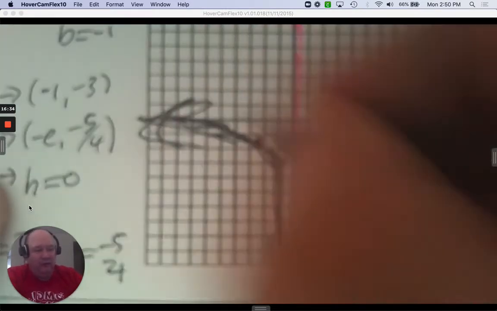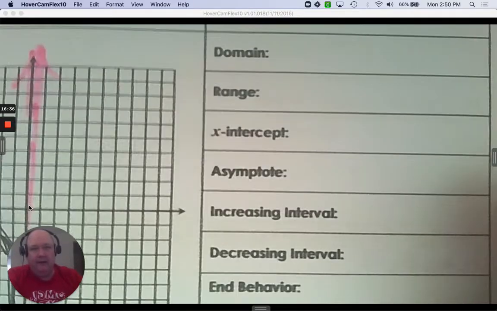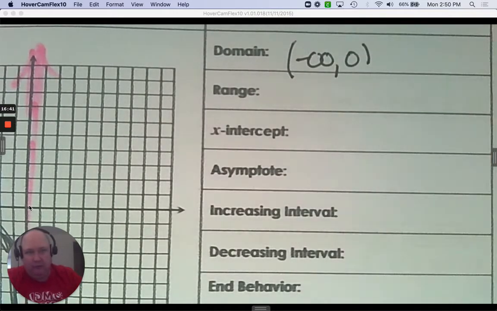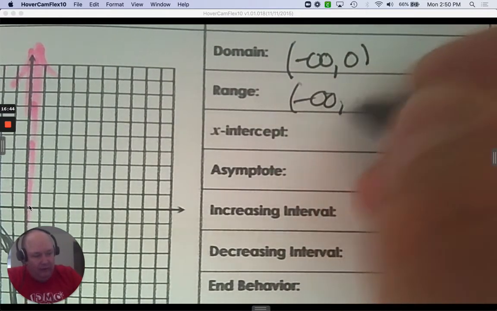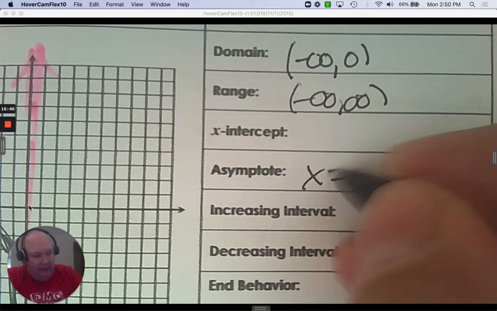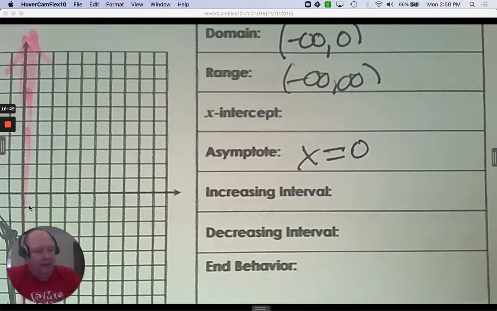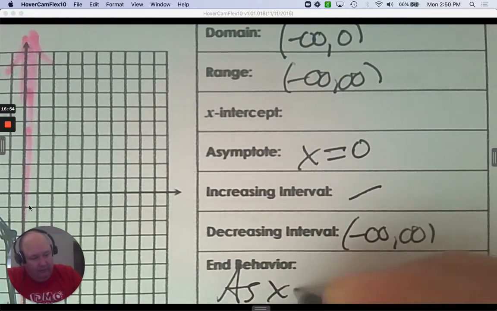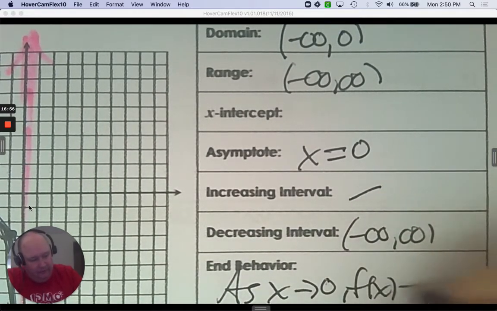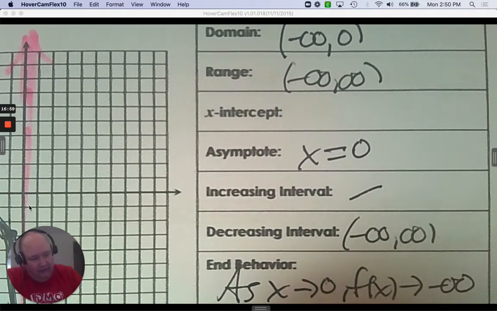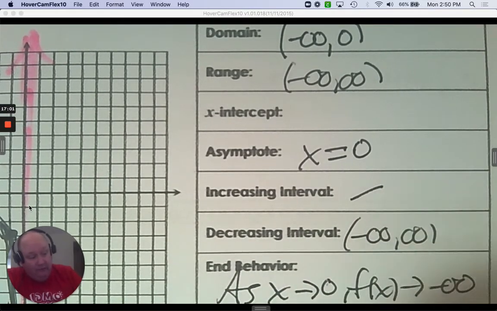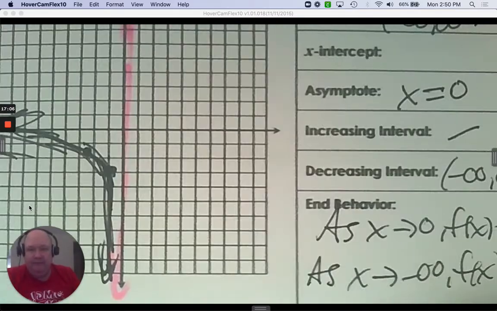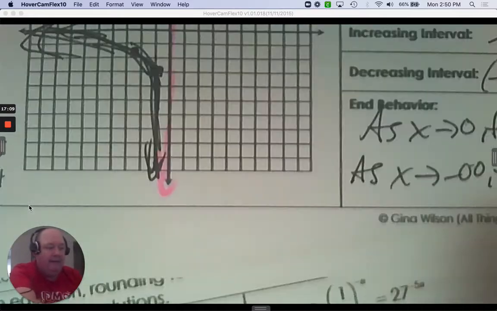And then after you sketch the logarithmic curve, the analysis: the domain goes from -infinity up to the asymptote, left to right. The range is all real numbers. The asymptote is at x equals 0. This is a decreasing graph. And the end behavior: as x approaches 0, the function approaches -infinity. As in this graph, x does approach -infinity, and so the left end goes to infinity. So there's the end behavior.